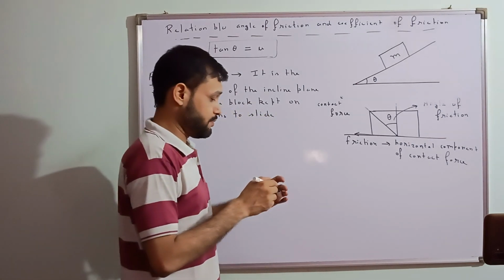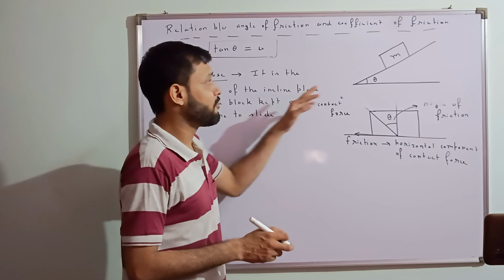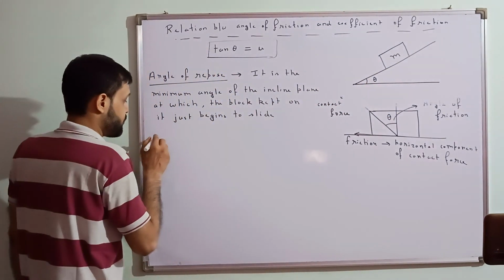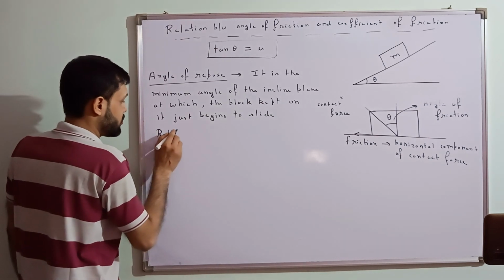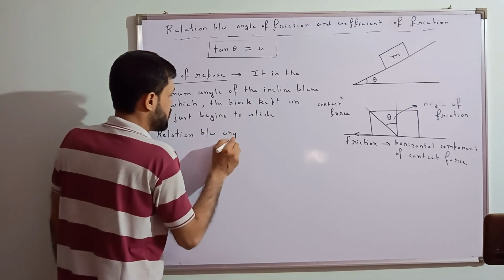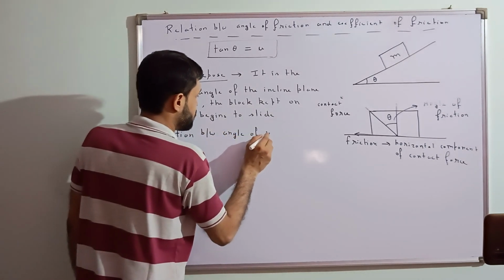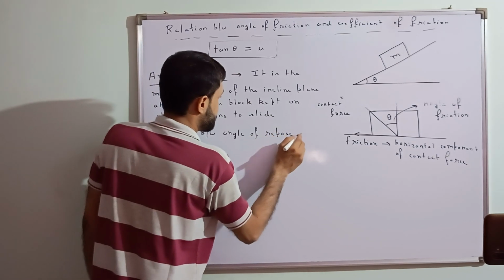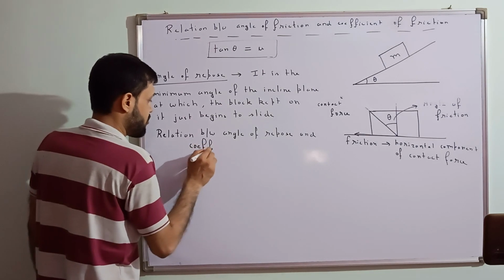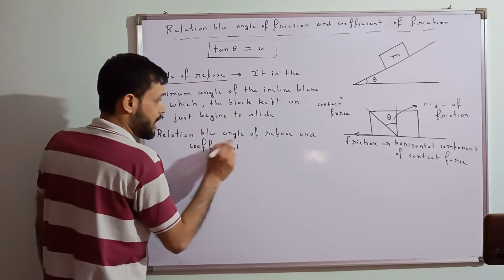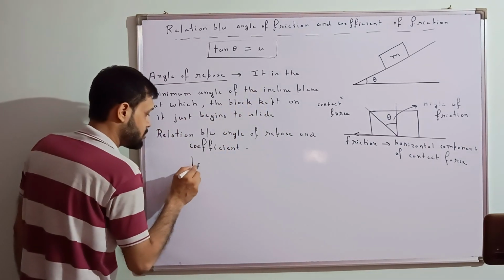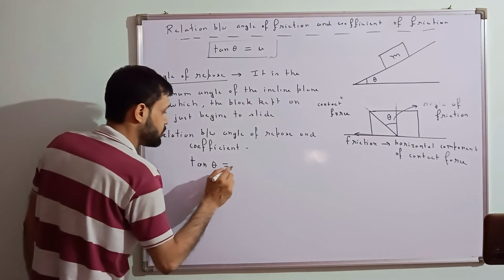And now what is the relation between angle of repose and coefficient of friction? Again, let me write the relation between angle of repose and coefficient of friction. What is the relation? It is the same. If theta is the angle of repose, the relation is the same. Tan theta is equal to mu.